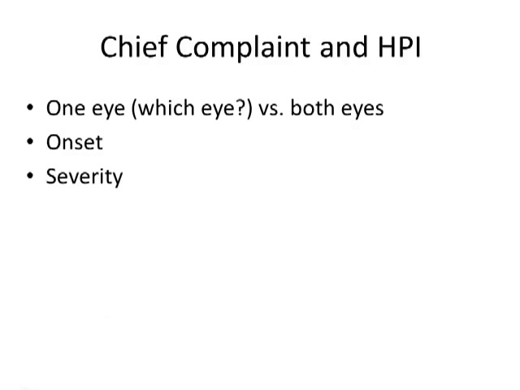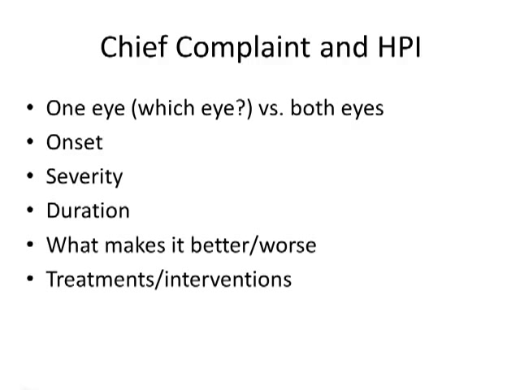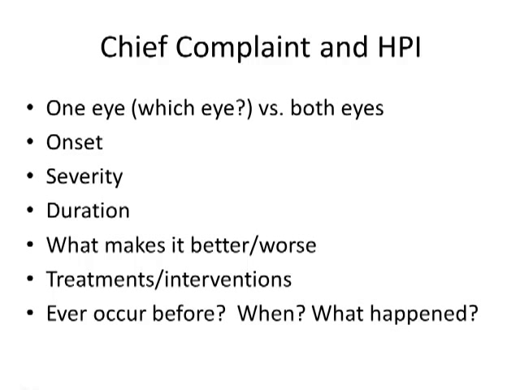Again, this is pretty much just like any other chief complaint in HPI that you might ask for any other thing, except it'll be about the eye. One of the things to ask is, is it happening just in one eye? If so, which eye versus both eyes? You'll definitely want to ask about onset, severity, duration, what makes it better, what makes it worse, as well as any other treatments or interventions that they've tried. Has this sort of thing ever occurred before? And if so, when? And what happened? How did they fix it? What was the outcome? So again, this should all be pretty familiar to you. It's just like any other chief complaint that you would ask about.